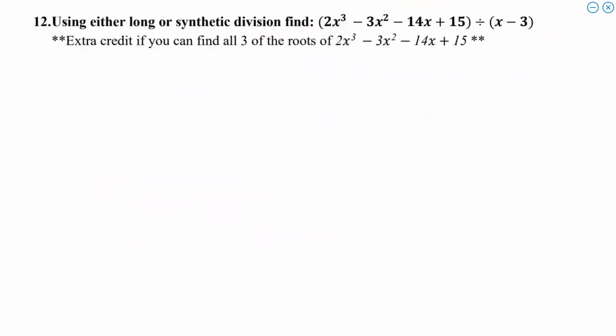So using either long or synthetic division, we want to find 2x cubed minus 3x squared minus 14x plus 15 divided by x minus 3. Do you guys want to use long division or synthetic division? Synthetic sounds good. So what goes in the box? 3. I take x minus 3, I set it equal to 0, so I would add 3 to both sides. X equals 3. That's what goes in the box.